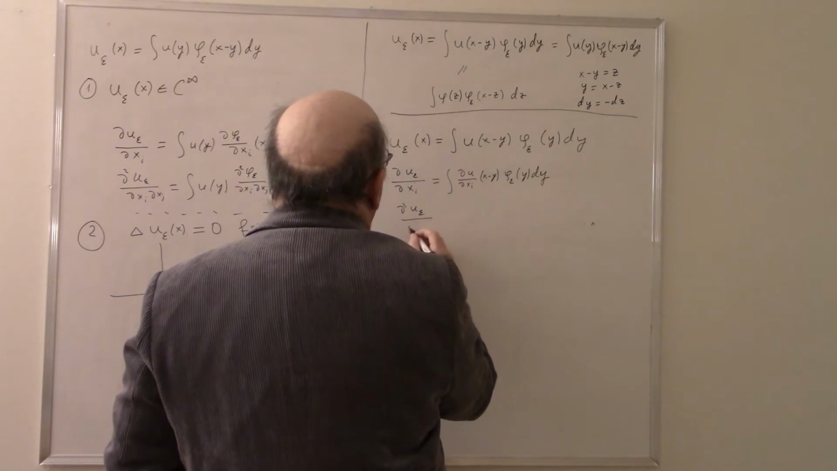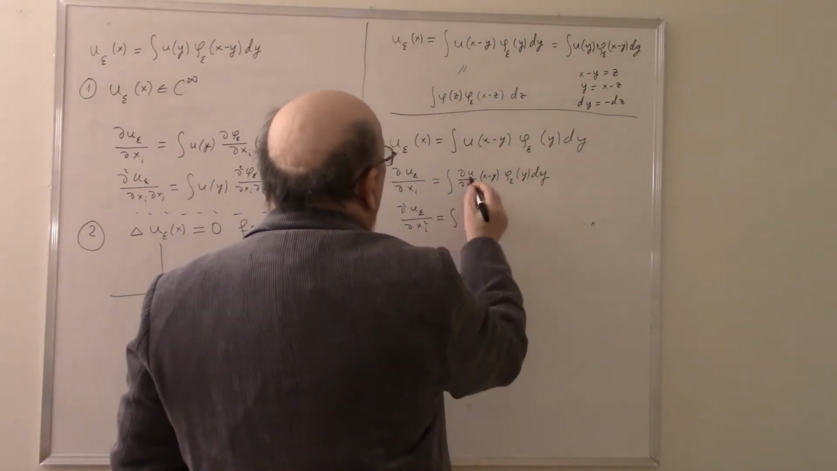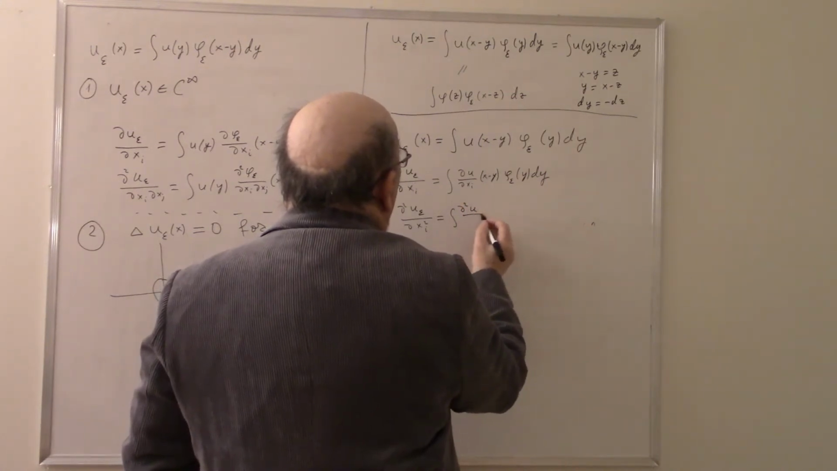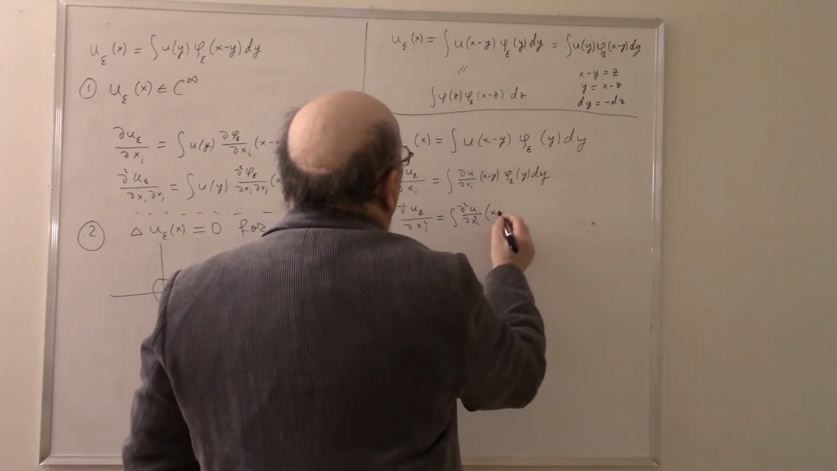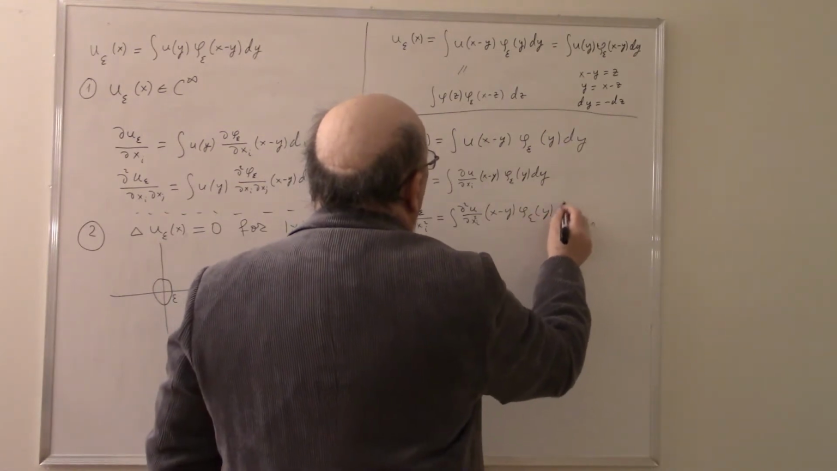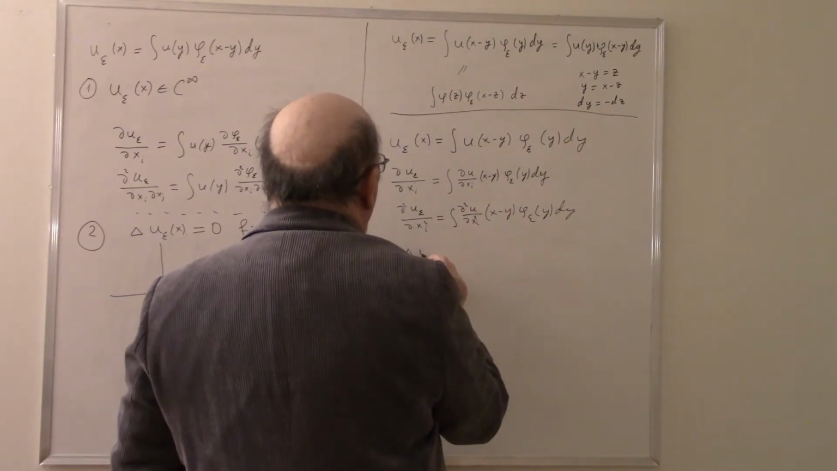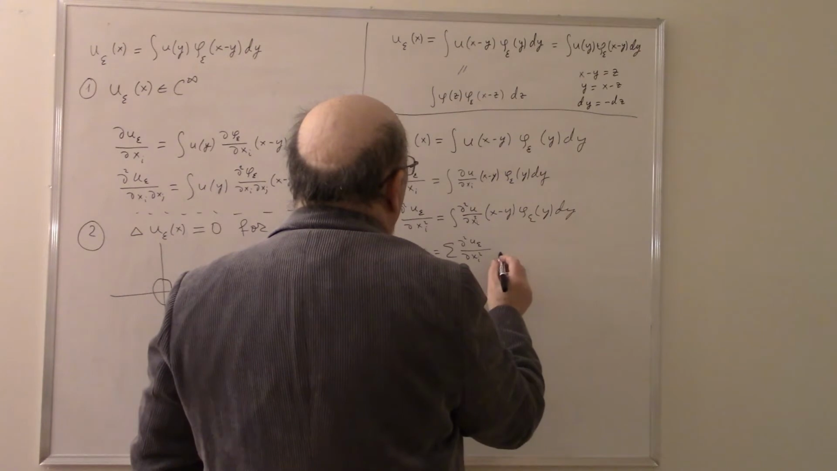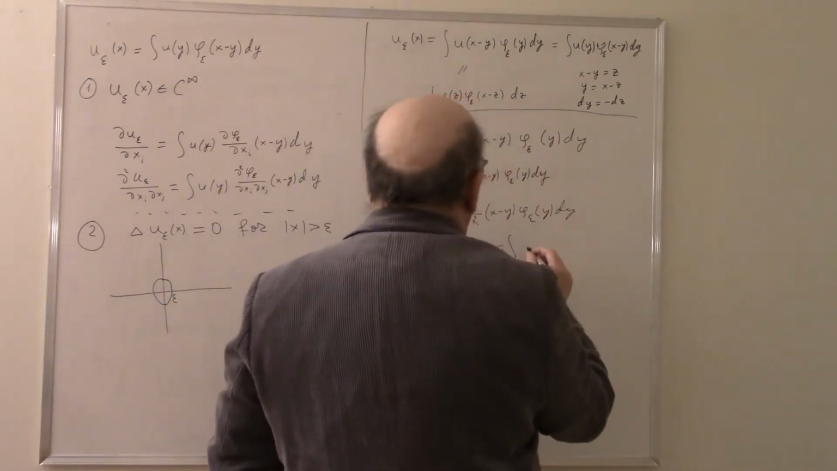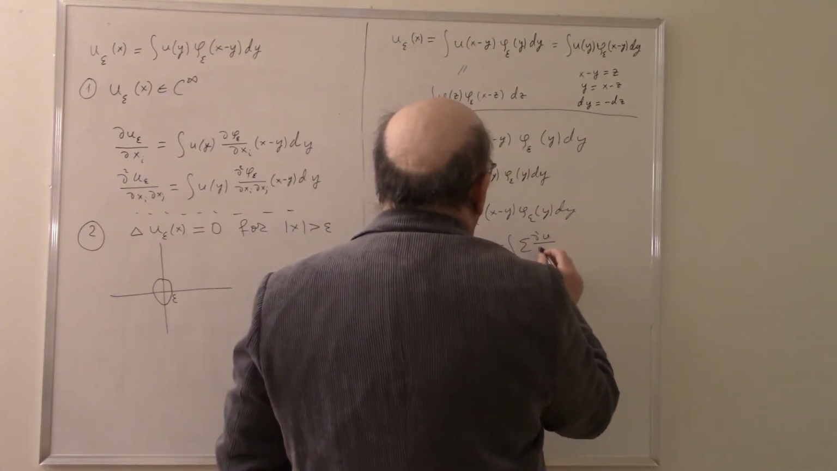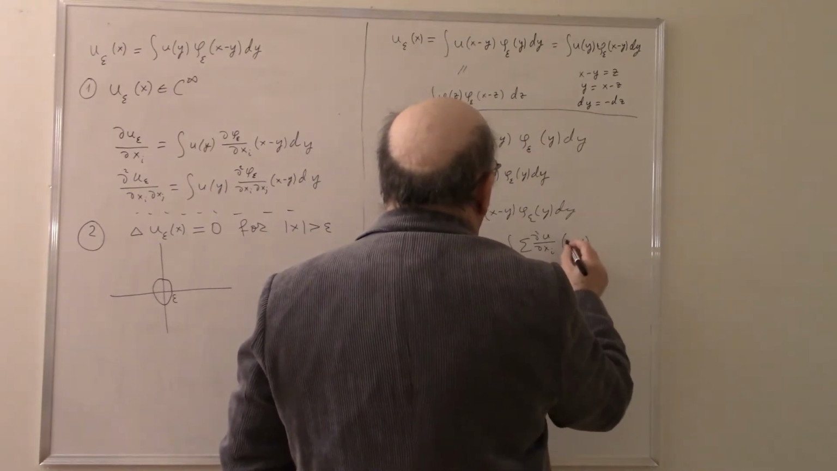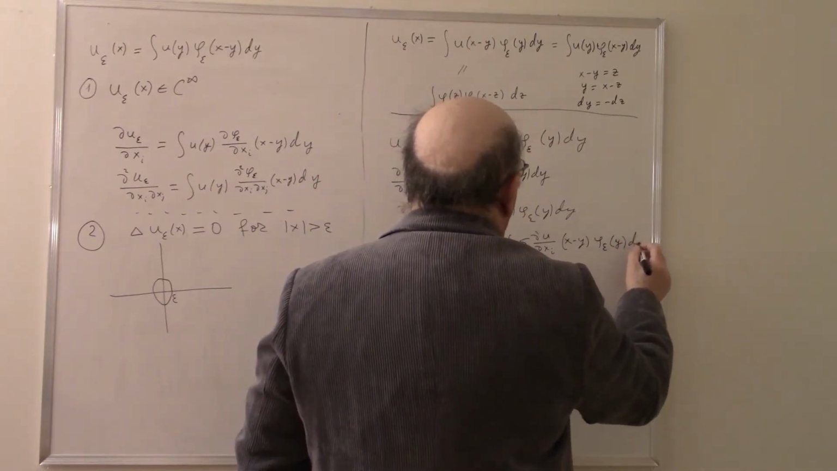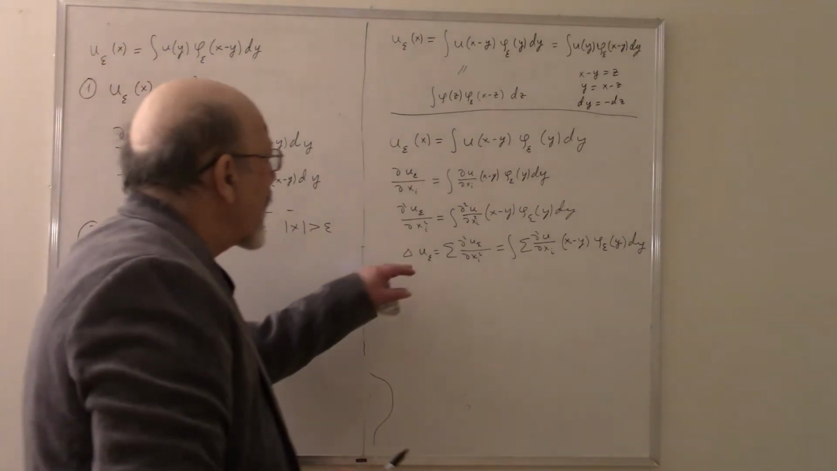d2 u epsilon dxi square equals integral, again differentiate with respect to x, we have to differentiate only this, d2 u dxi square at the point x minus y, phi epsilon of y dy. And delta u epsilon equals the sum of d2 u epsilon dxi square, so we have to sum d2 u dxi square at the point x minus y, phi epsilon of y dy.